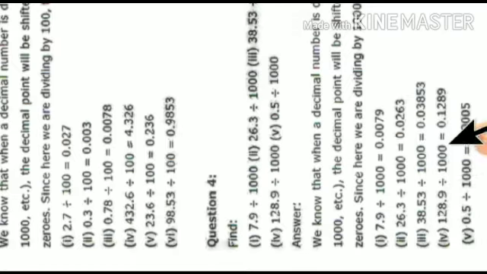128.9 divided by 1000 equal to, again 3 digits. So 3 digits are already given, so the point will come here. So 0.1289. 0.5 divided by 1000 equal to, here 3 digits are given, but before the point only 1 digit is there. So we will put 3 more digits, so 3 zeros will come. 0.0005.